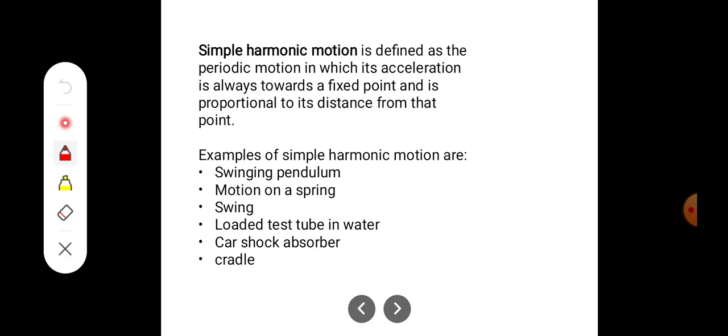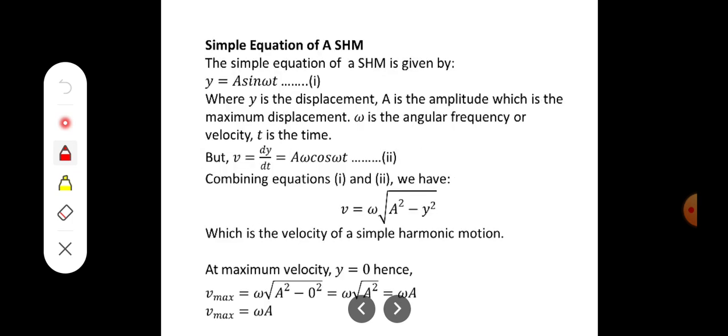Examples of simple harmonic motion include a swinging pendulum, motion of a spring, a swing, a loaded test tube in water, a car shock absorber, and a cradle.